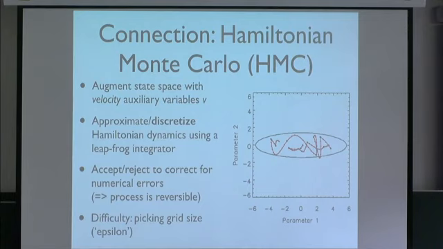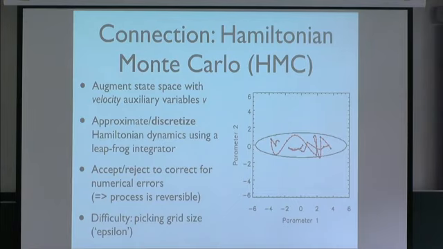Okay. So the first connection I want to draw, which I'm sure lots of people here have in mind already, is with HMC. With HMC, Hamiltonian Monte Carlo, we augment the state space with a velocity or auxiliary variable v, and then ideally, and in some specific cases, for example the truncated normal, we can simulate the Hamiltonian dynamics associated with the target distribution.